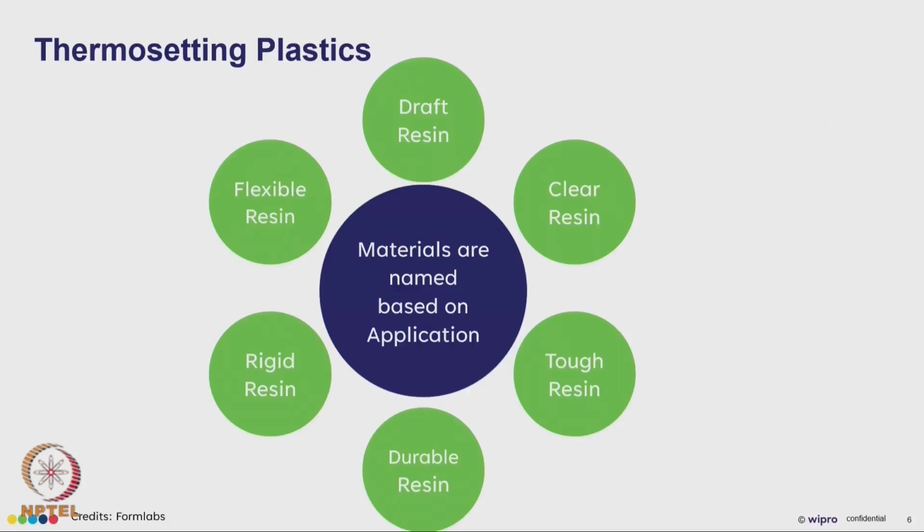One is draft resin, and clear resin. Draft, in the sense, we can use that material for draft purpose, that means prototype purpose. Clear resin provides a transparent visualization purpose. Tough resin has good toughness with it. Durable resin has high durability, and rigid resin has rigidity with it. Flexible resin has flexibility with it.